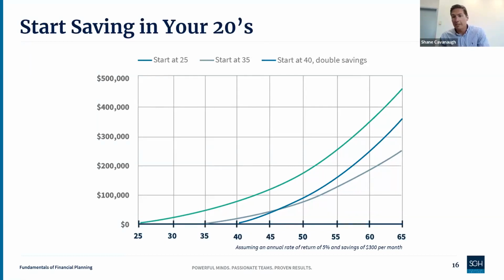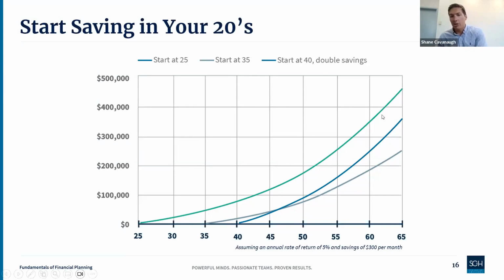And then you have our friend at scenario C here, who reaches age 40 and realizes, darn, I haven't really saved anything. I really have to put my foot on the gas and double my savings and do $600 a month into one of these employer plans.